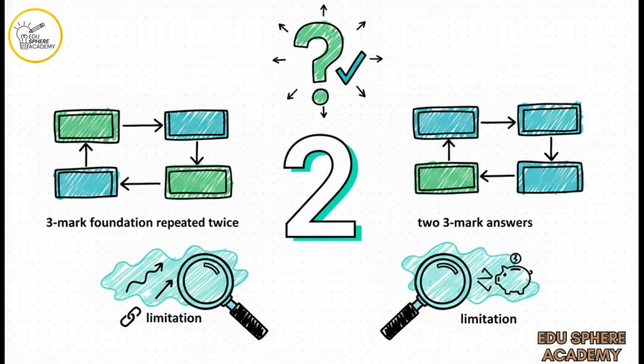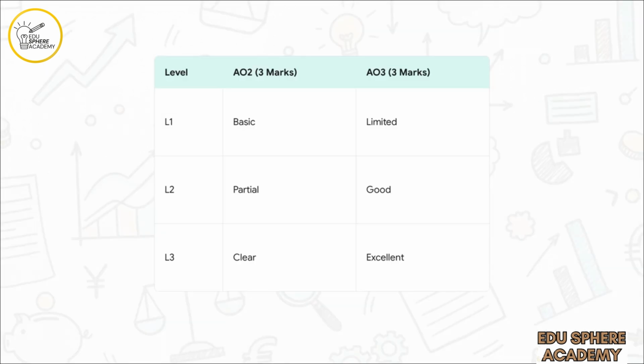And that's it. To pull back the curtain a bit, as an examiner, this is exactly how I calculate your score. For a 6-mark question, 3 marks are dedicated to knowledge, that's assessment objective 2, and 3 marks are for analysis, which is assessment objective 3.